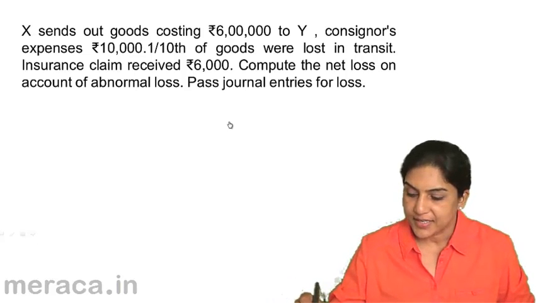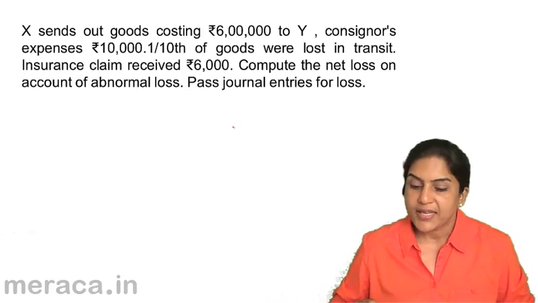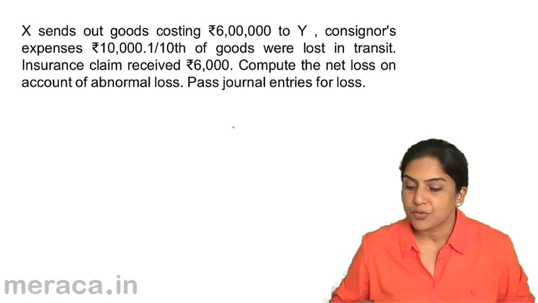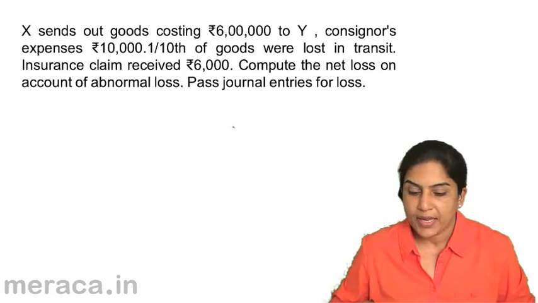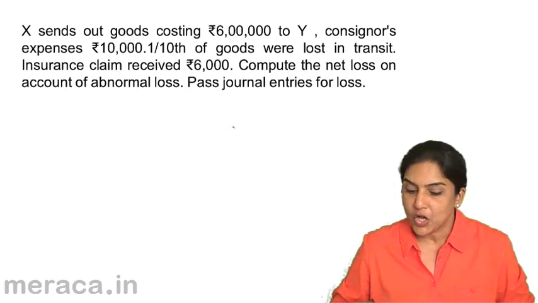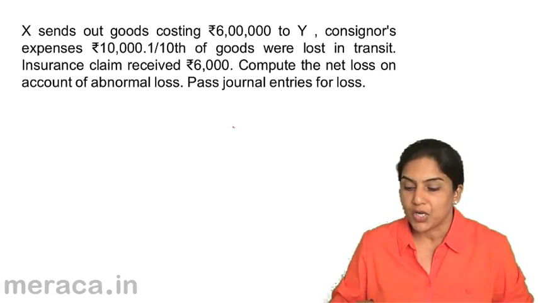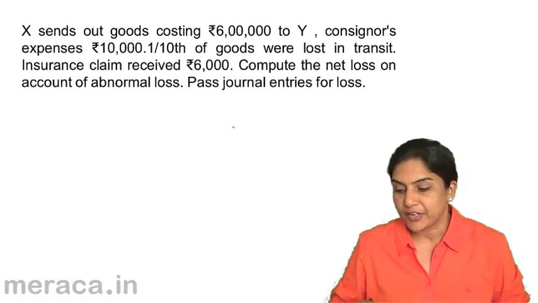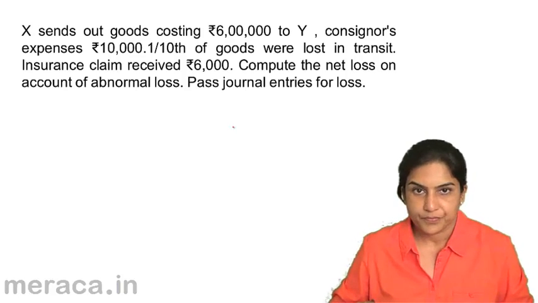Let us consider an example. X sends out goods costing rupees 6 lakh to Y. Consignor's expenses are rupees 10,000. 1/10 of the goods were lost in transit. Insurance claim received is 6,000. Compute the net loss on account of abnormal loss. Pass journal entries for loss.